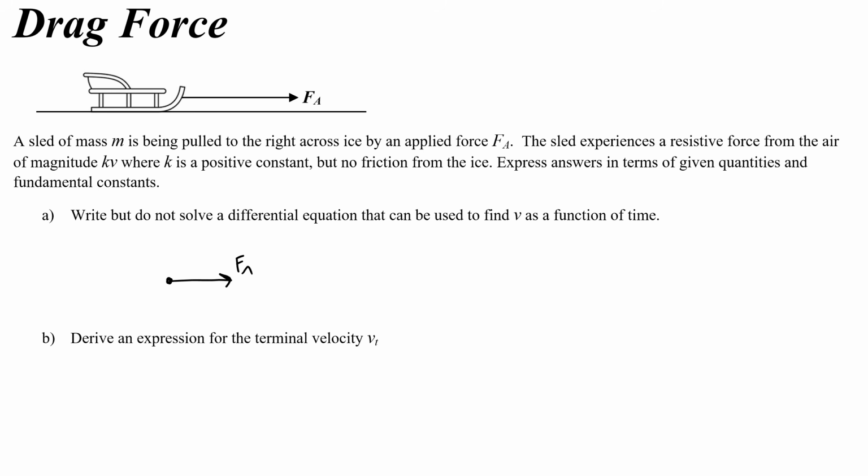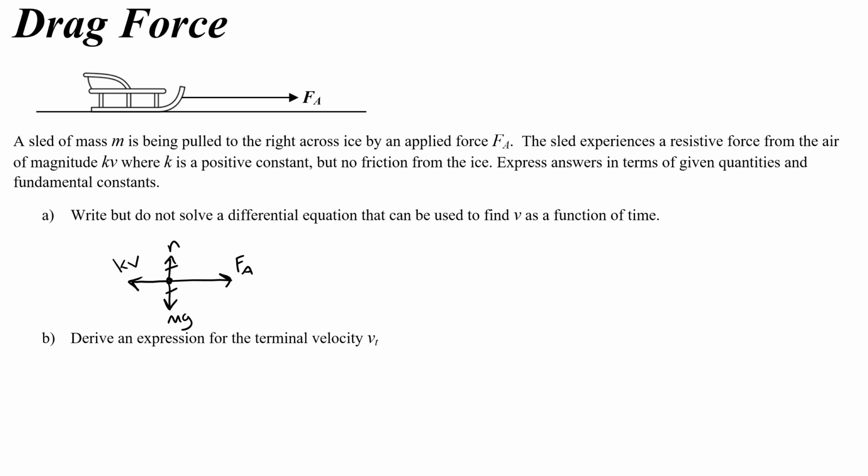Fa is the applied force to the right. Then there will be a drag force, which I'm just going to label kV since that's what they gave us here. And then a weight force will be down because gravity is pulling the object down. There's going to be a normal force up. And I know that since it's on flat ground, the normal force and the weight force are equal, so they're not going to give anything to the net force.